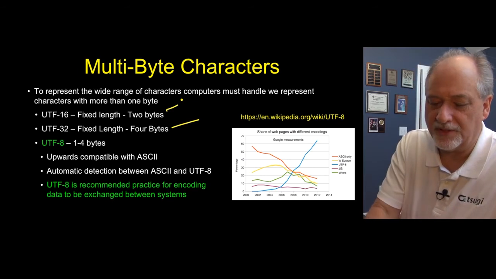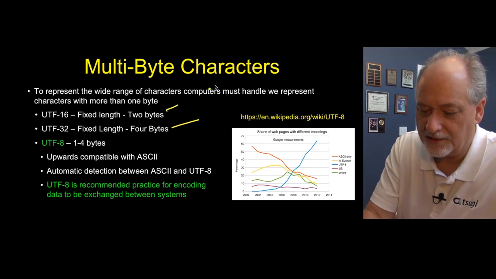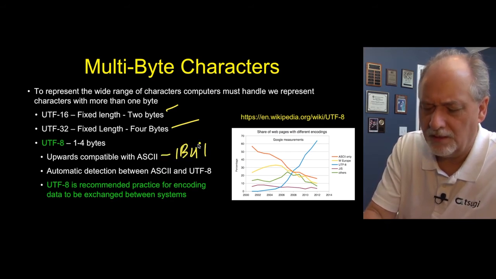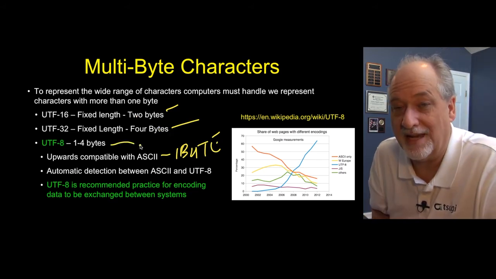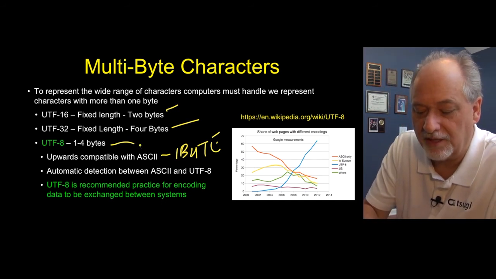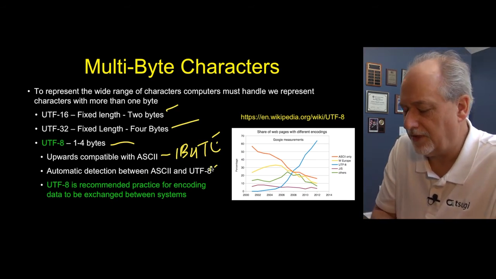UTF-32 is fixed length. ASCII is one byte, UTF-16 is 2 bytes, UTF-32 is 4 bytes, and UTF-8 has dynamic length, meaning that it is 1 to 4 bytes, and if it's only 1 byte long, it's perfectly compatible with ASCII, meaning that an ASCII file is also UTF-8.